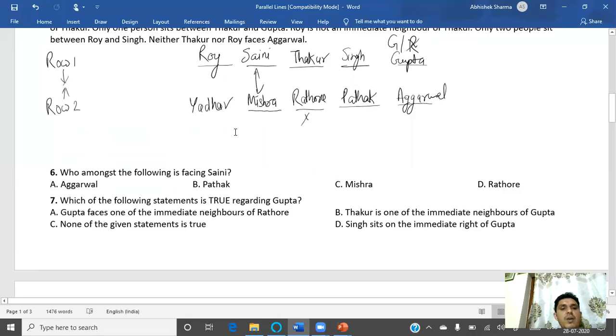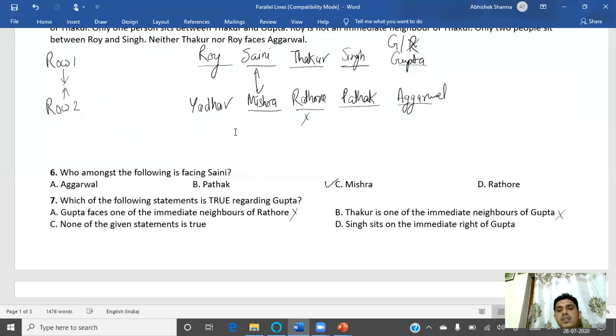Question number 6. Who amongst the following is facing Saini? If we check, like facing Saini, answer will be Mishra, C. Question number 7. Which of the following statement is true regarding Gupta? So if we check, Gupta faces one of the immediate neighbor of Rathod. This statement is wrong. Thakur is one of the immediate neighbor of Gupta. This statement is also wrong. Thereafter, none of the given statement is true.